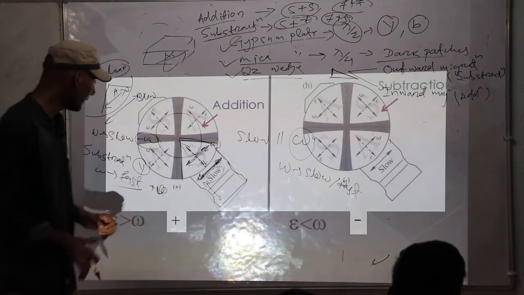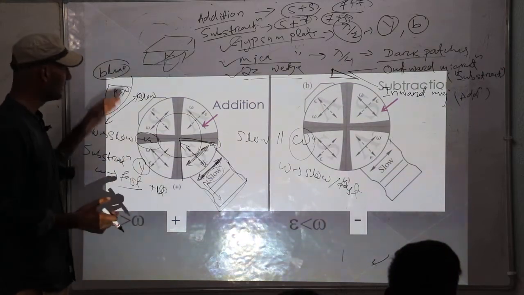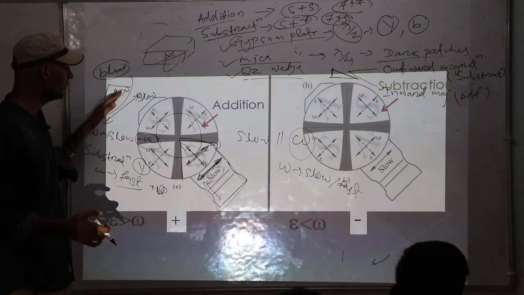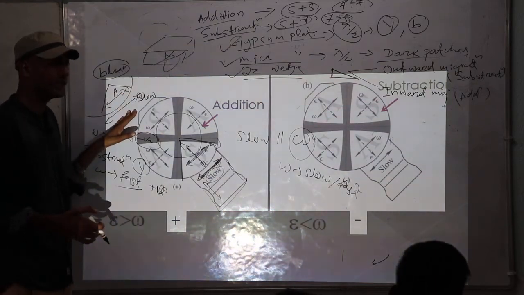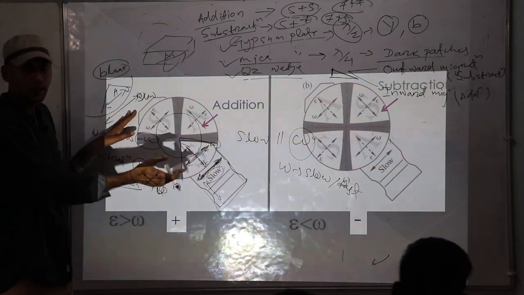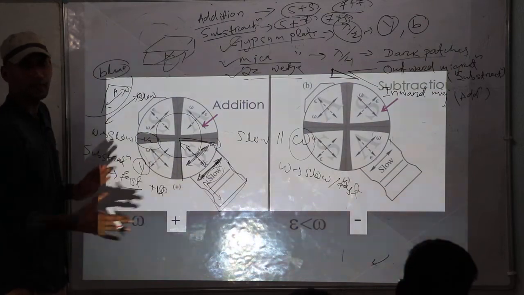Okay. So if you get that there is addition or subtraction, then you can know whether the ray which is parallel to the slow vibration of the accessory plate has the same properties, that is slow, or different properties, that is fast, and then you can know whether the mineral is positive or negative.